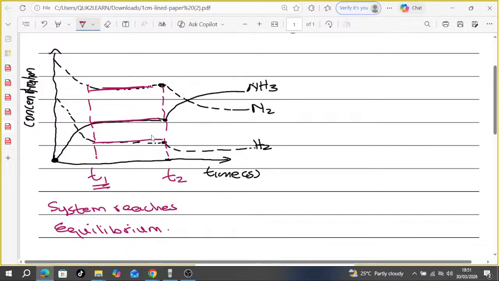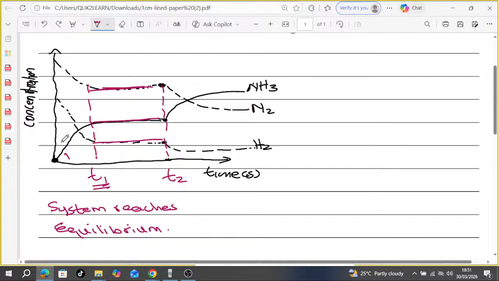So now we need to understand which reaction will be favored. Do you want me to give you a chance to tell me which reaction will be favored? Remember, this is your forward reaction, and this will be, I'm sorry, not the forward, the reverse, because this is the product.